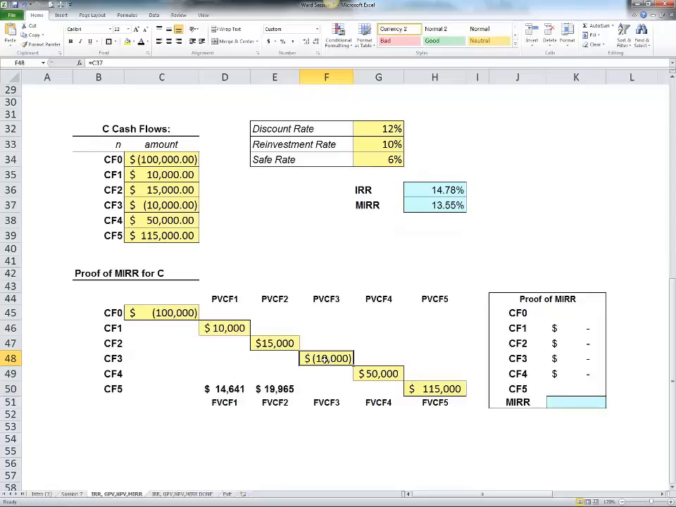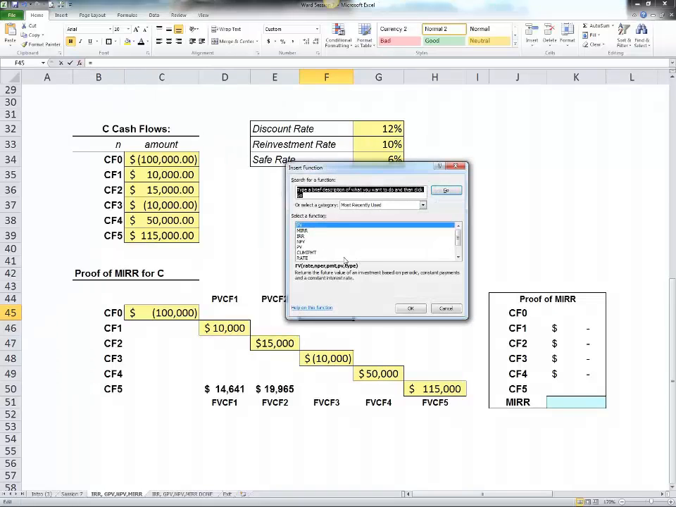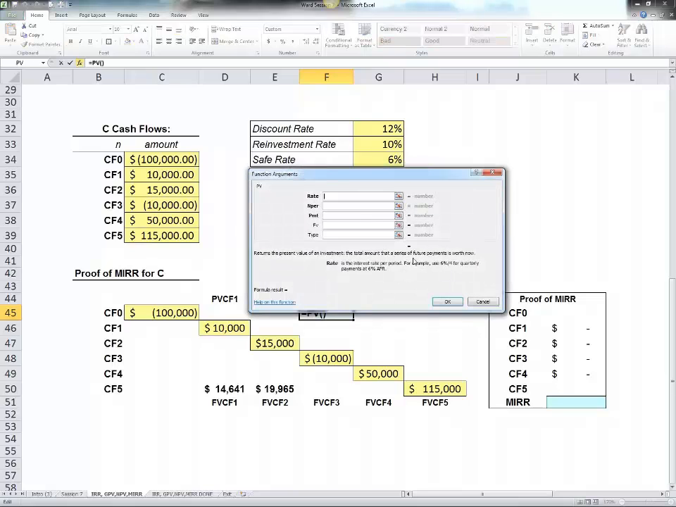This $10,000 loss that we're going to sustain in year 3, we need to save for. And so what the modified internal rate of return function is going to do is bring that back to time period 0 at the safe rate of 6%. So if we're going forward, we use future value. If we're going backward, we'll use present value. We're discounting it.